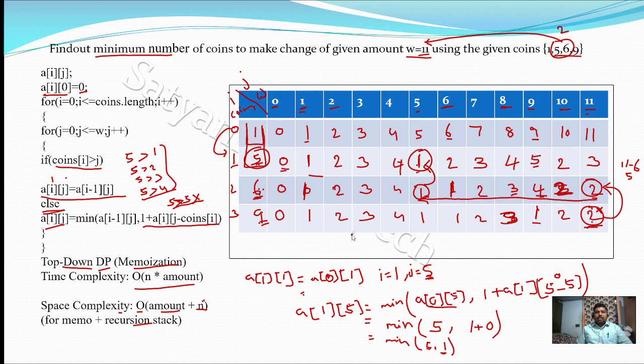So this is the example problem for the dynamic programming approach. The minimum number of coins you can find out by using the dynamic programming approach.